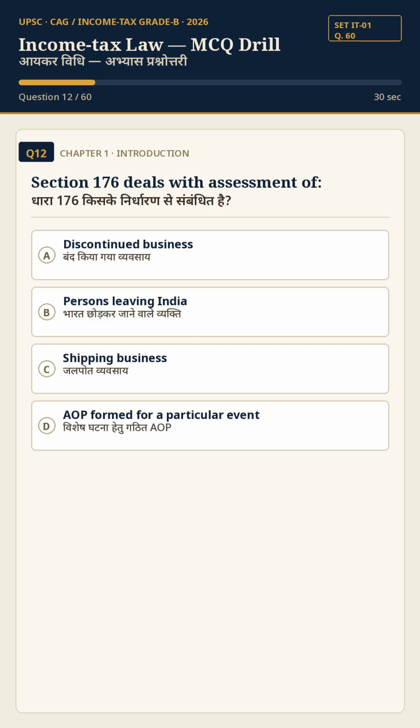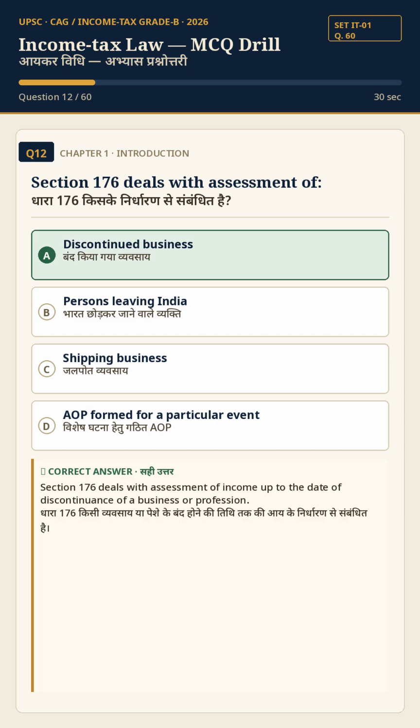Question 12. Section 176 deals with assessment of: Option A, discontinued business. Option B, persons leaving India. Option C, shipping business. Option D, AOP formed for a particular event. The correct answer: Explanation. Section 176 deals with assessment of income up to the date of discontinuance of a business or profession.